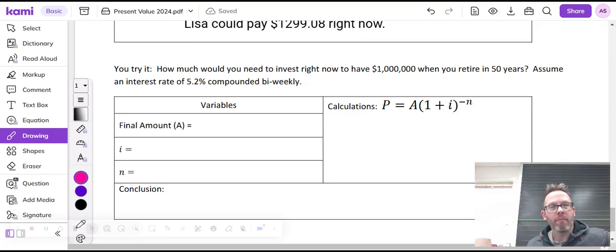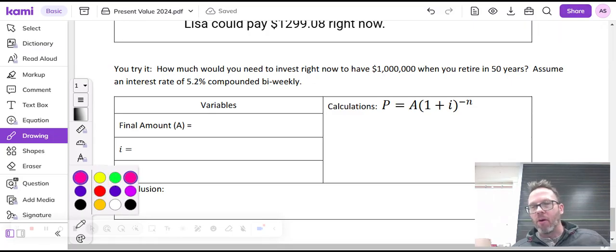I'll pause recording. You people watching at home, you should give this a try. How much do you need? Is it reasonable? $1 million.